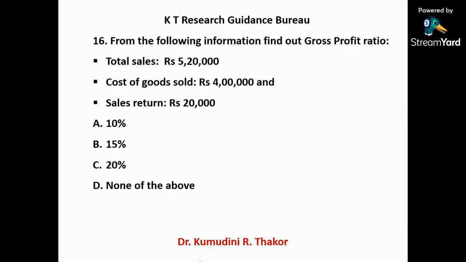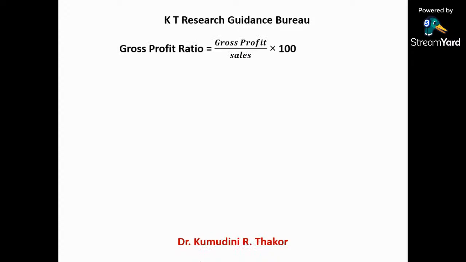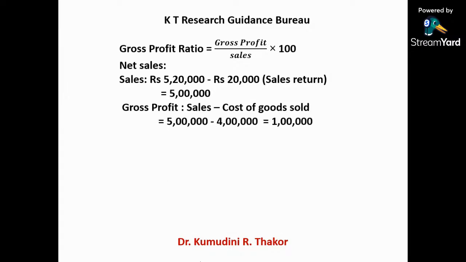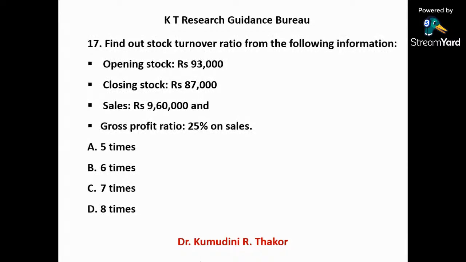Sales is 5,20,000. Cost of goods sold 4 lakhs. And in previous example, we deducted sales return. Same way, sales is 5,20,000, sales return is 20,000. So your sales is equal to 5 lakhs. And the formula for gross profit ratio is gross profit by sales. So gross profit is equal to sales minus cost of goods sold, which is equal to 1 lakh. So 1 lakh by 5 lakh into 100 is equal to 20%. So your answer is C, 20%. Okay, I hope you are following everything very nicely. Let's move to another question.